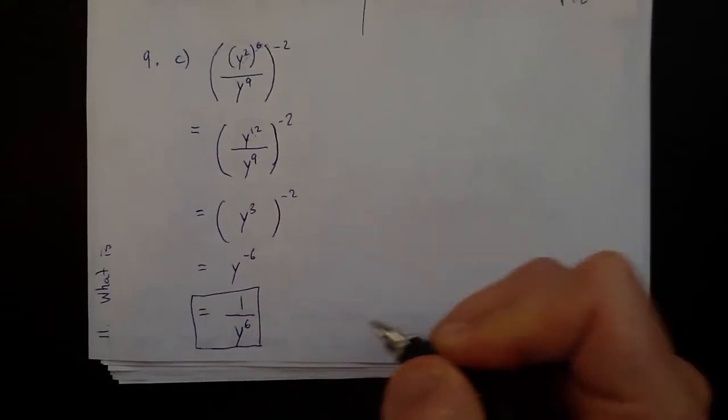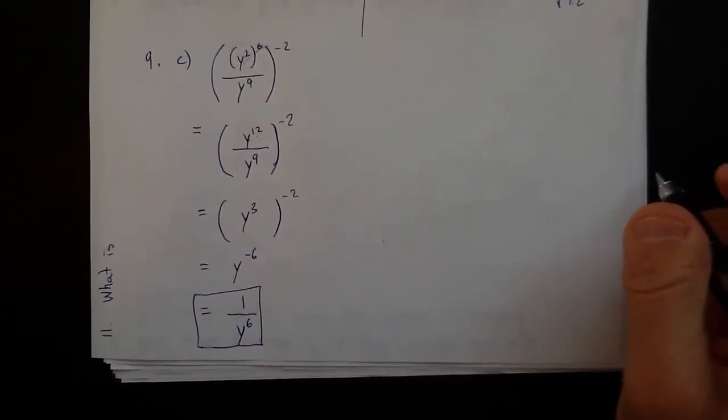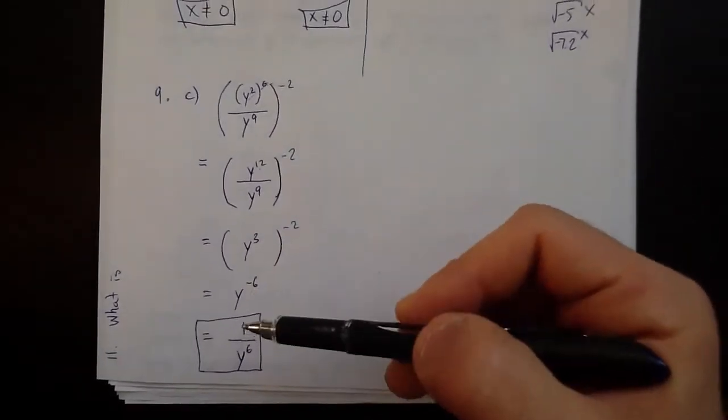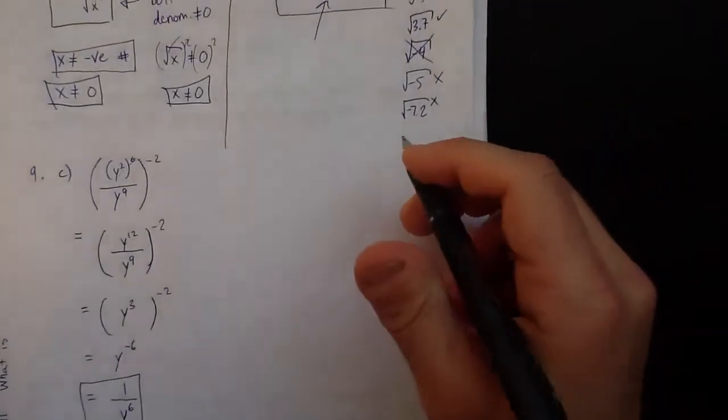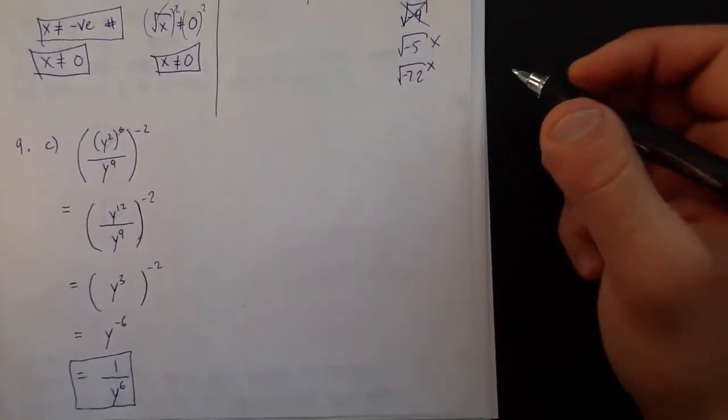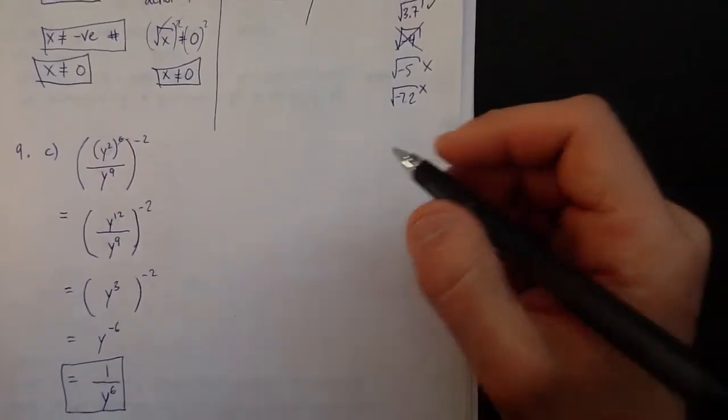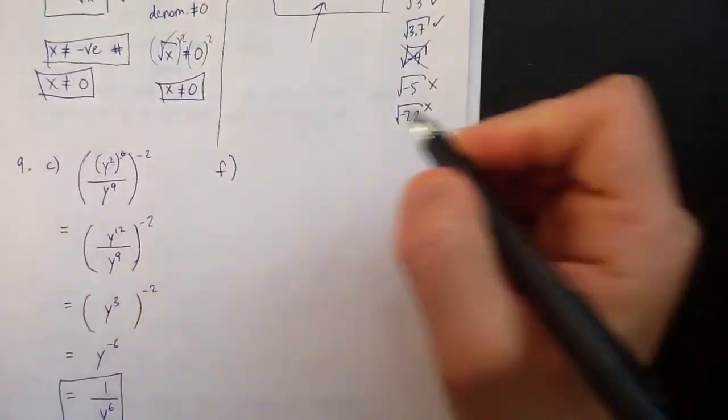And so this is my final answer. Okay? So I'll take care of all my rules first. At the end, take care of a negative exponent. Make it easier on myself. Let's take a look at 9f as well.